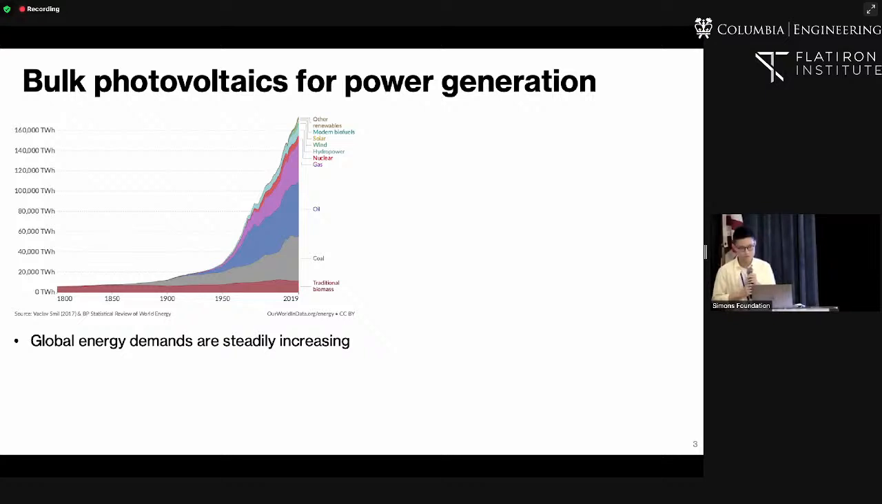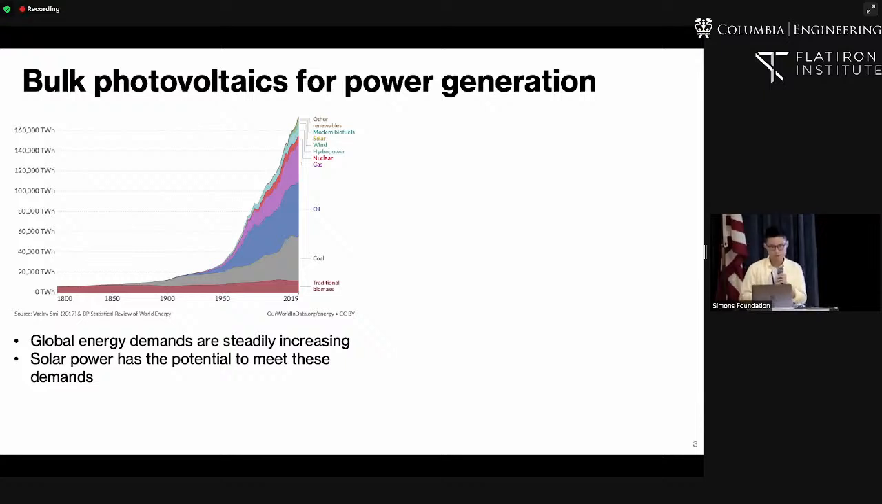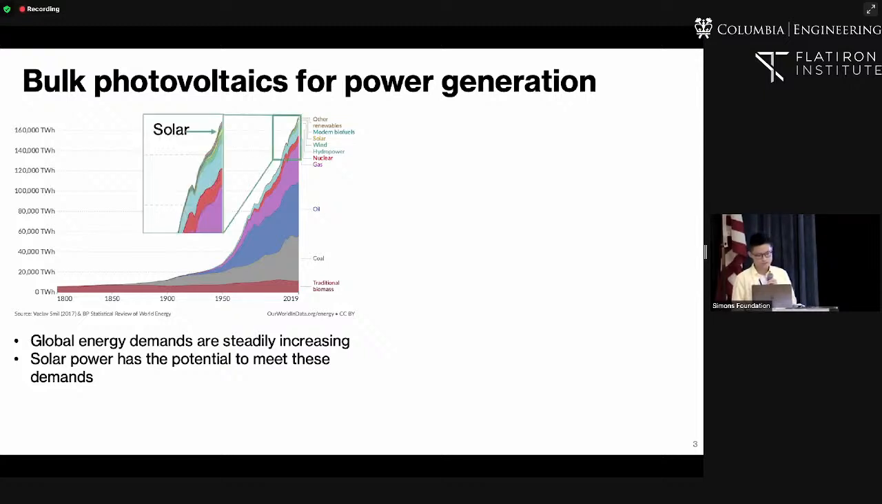So we have to find new and sustainable energy sources to continue to power society. Solar energy has been proposed as a candidate to solve this problem. But as you can tell from this chart, solar energy only constitutes a very small portion of all the energy consumption in modern society. That motivates us to find new ways to further improve PV technology so that we can use this solar power to at least mitigate the energy crisis.